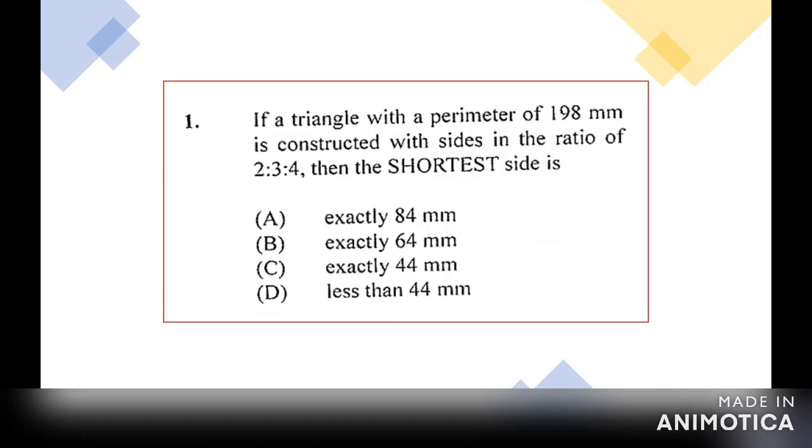Number 1 says, if a triangle with a perimeter of 198 millimeters is constructed with sides in the ratio of 2 to 3 to 4, then the shortest side is. So the triangle total perimeter amount is 198 and the ratio is 2, 3, 4. So if you add 2 plus 3 plus 4, you get 9. So what you want to do is divide the total perimeter, which is 198, divided by 9.